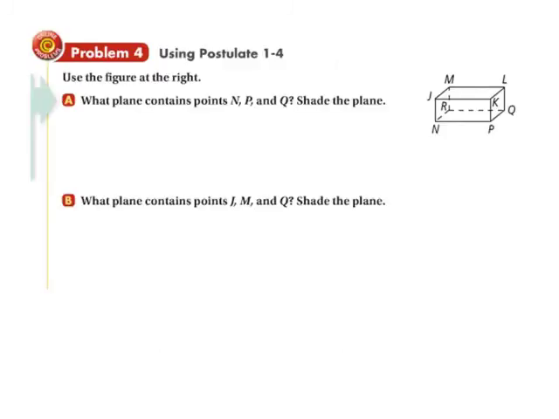All right, problem number 4, using the postulate 1-4. What plane contains points N, P, Q? All right, so let's think. Here's N. Oops, where'd my N go? Okay. Here's N, here's P, and here's Q. So if you look at that, the only one that contains all of those points is this bottom plane. All right, now what plane contains points J, M, and Q?